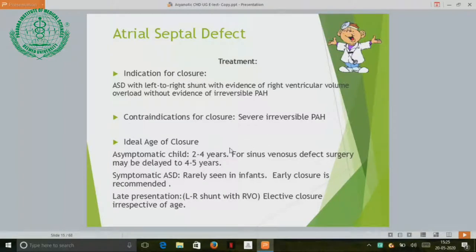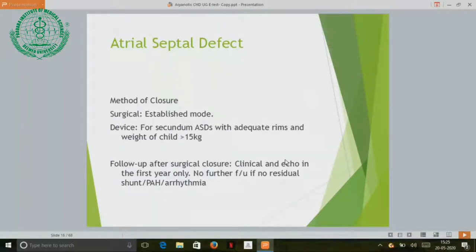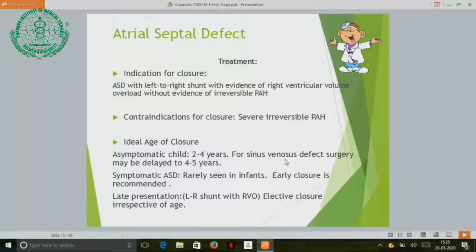What is the ideal age for the closure of the ASDs? If the patient is asymptomatic and incidentally diagnosed as a case of ASD, usually it is closed at 2 to 4 years of age. Sinus venosus ASD, we can close a little late, at 4 to 5 years of age.